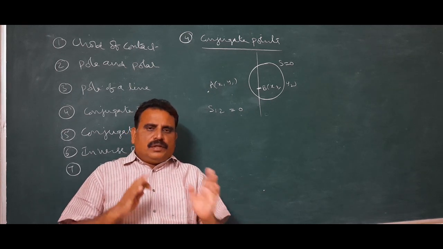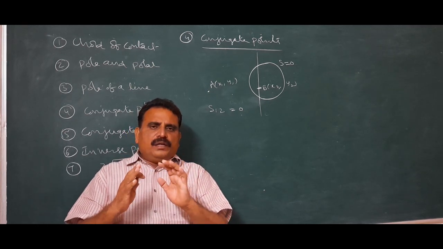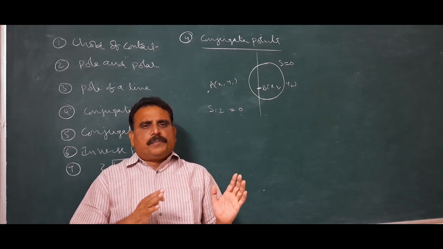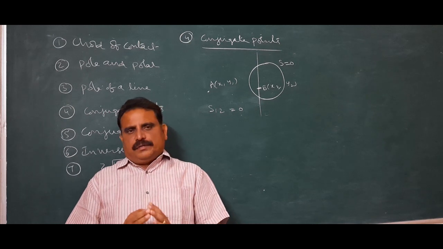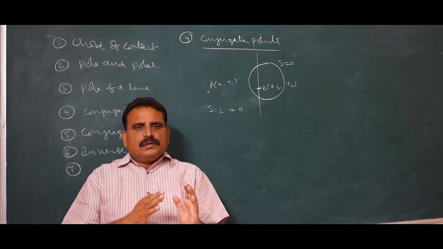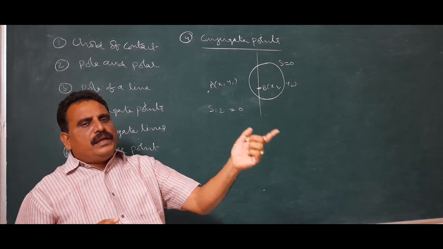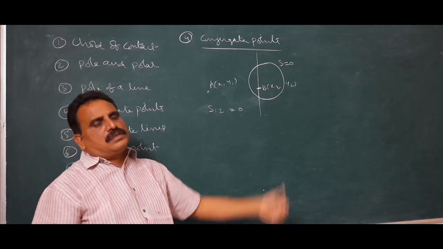Sometimes the circle is given, one point A is given, and another point B with one unknown coordinate, and these two are conjugate points. How to find the unknown? First of all, you have to find the polar of A and substitute B in that polar, we get the constant K.